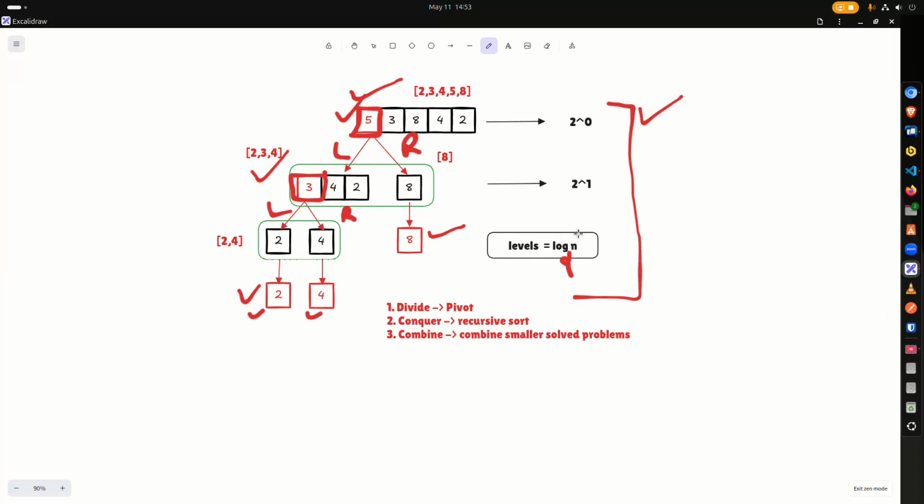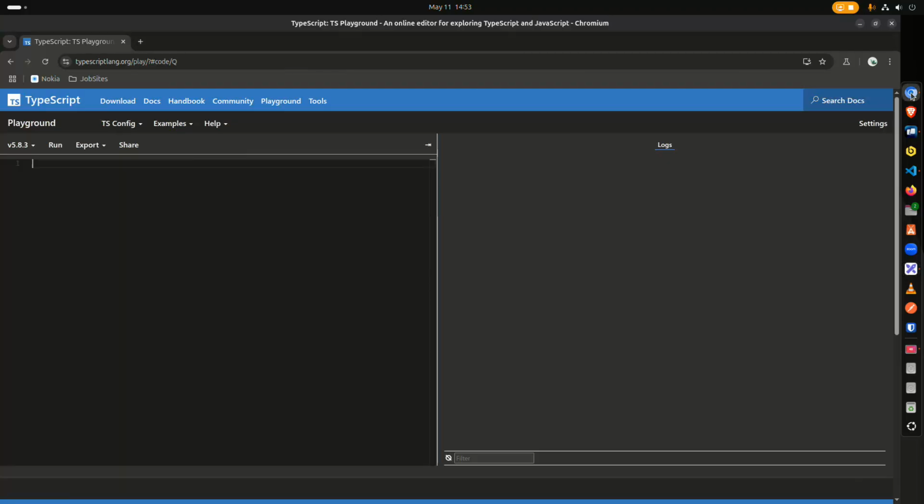Okay, so let's understand this further by writing the code. Let's write a function called quicksort, which takes an array as an input.